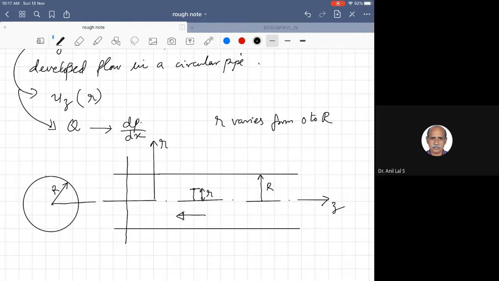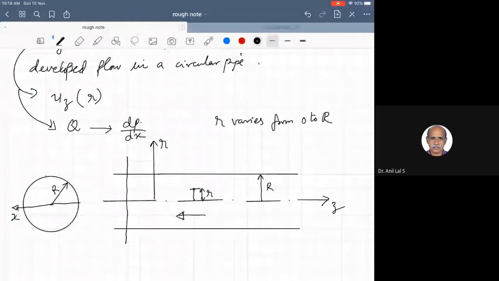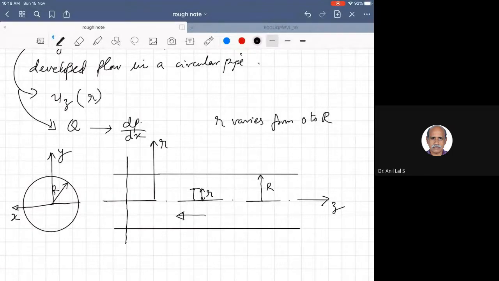So this could be an XY plane also. X axis like this. So this is the Z axis, Y axis. The positive X axis could be drawn like this, and this is Y axis. So the fluid flows through this pipe.